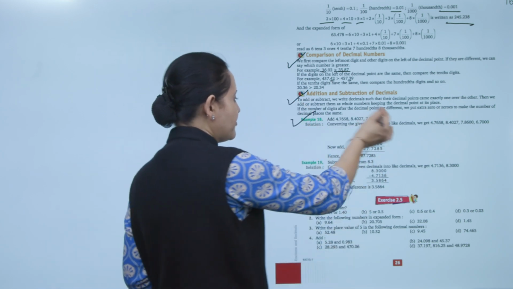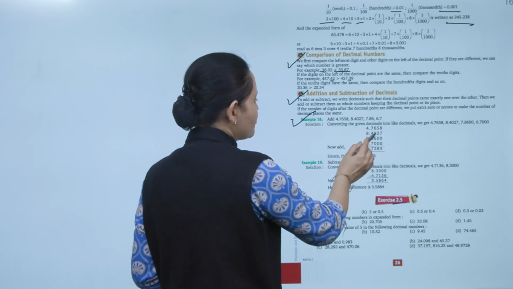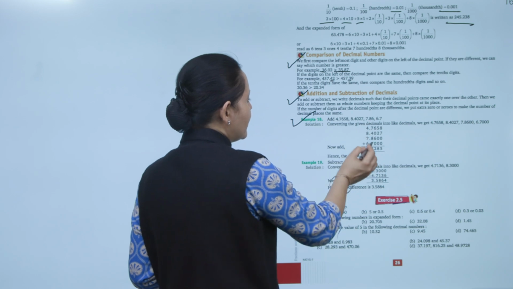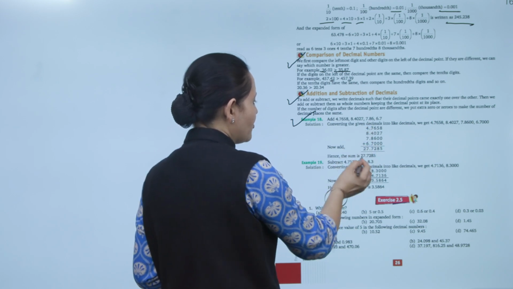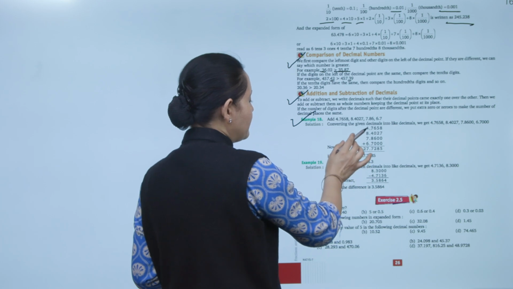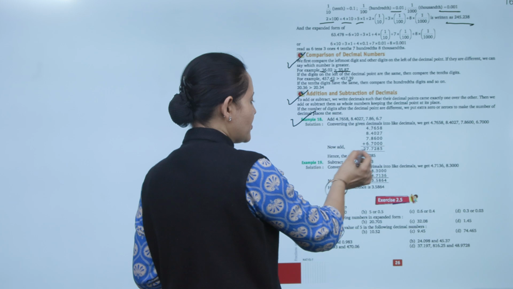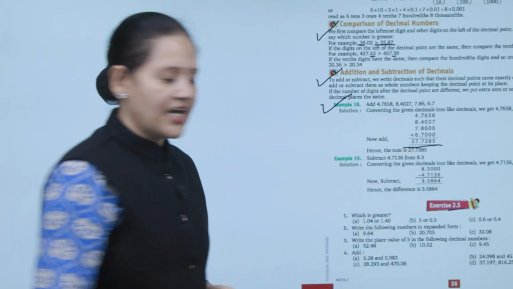Now we'll add, starting from the right hand side. 8 plus 7, 15, 5 and 1 carry over. 5 plus 2, 7 and 1, 8. 6 plus 6, 12, 2, 1 carry over. 7 plus 8 plus 4 plus 7, 27, 7, 2 carry over. 6 plus 7 plus 8 plus 4 plus 2, that is 27. 27.7285, that is our answer.